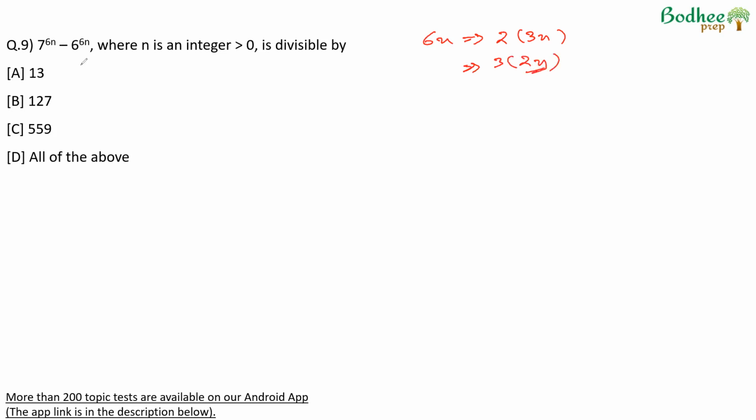So first of all, 7 raised to power 6n minus 6 raised to power 6n, because the power 6n is even, we can see that this will be divisible by 7 minus 6 and 7 plus 6. Obviously, it is divisible by 1, and it will be divisible by 13 as well. Basically, a raised to power n minus b raised to power n is divisible by a plus b as well as a minus b when n is even.